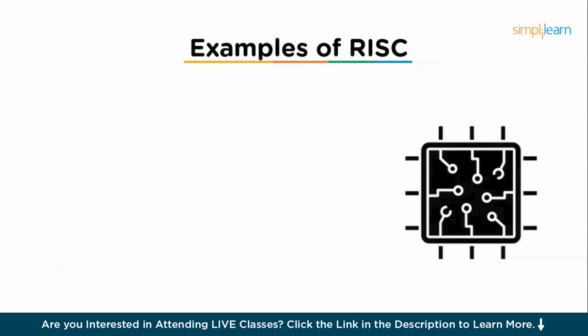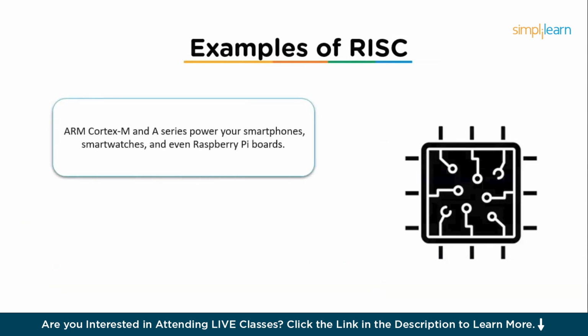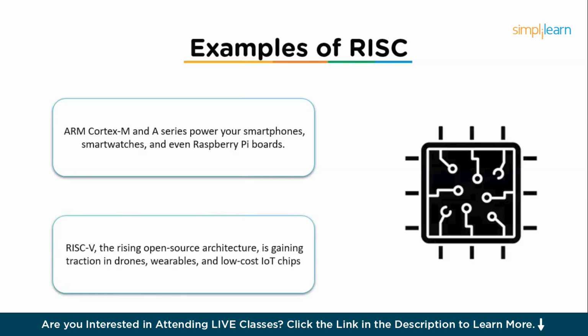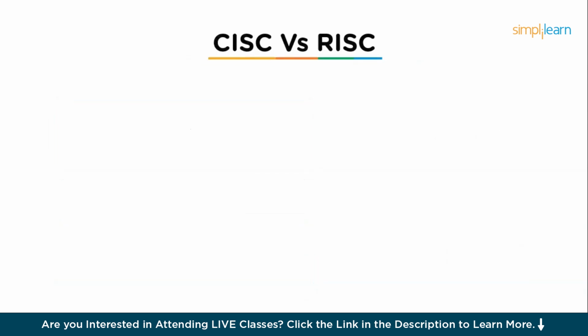So it is everywhere. The ARM Cortex-M and A series power your smartphones, smartwatches, and even the Raspberry Pi boards. The open source architecture is gaining traction in drones and low-cost IoT chips. Even routers and set-top boxes still use MIPS, a classic RISC architecture. So let's now move on and see the CISC versus RISC face-off.